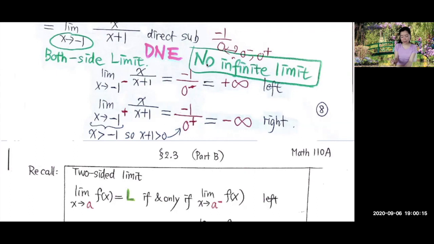Now they don't agree. So this two-sided limit here does not exist, and there's no infinite limit either, because the infinite limits for the left one and for the right one here don't agree. So no infinite limit.